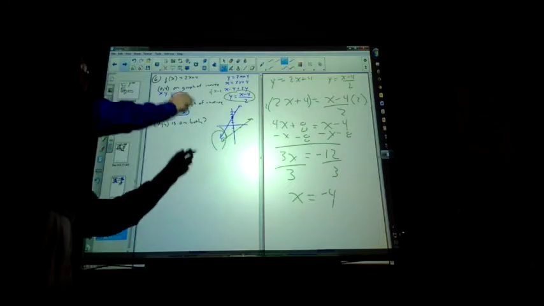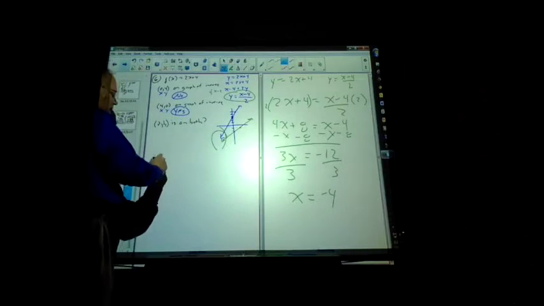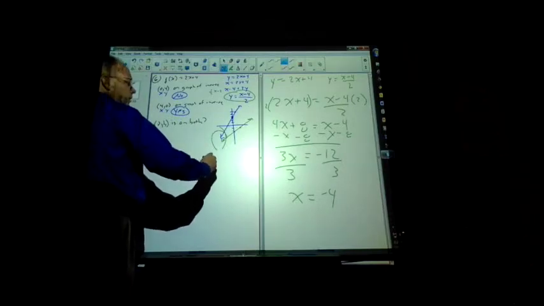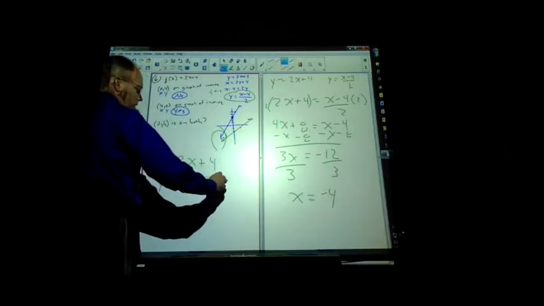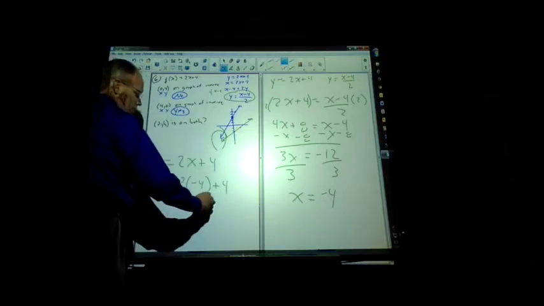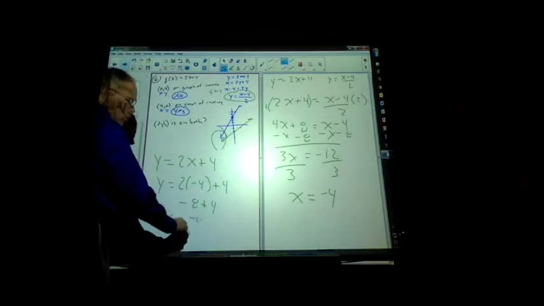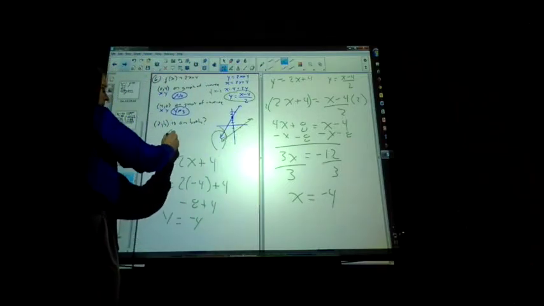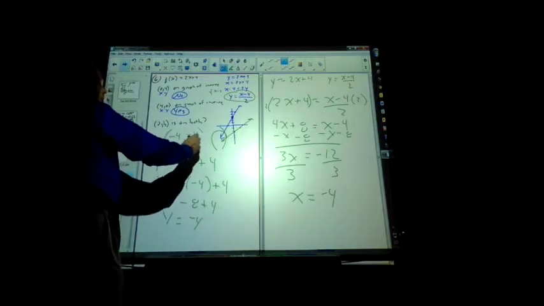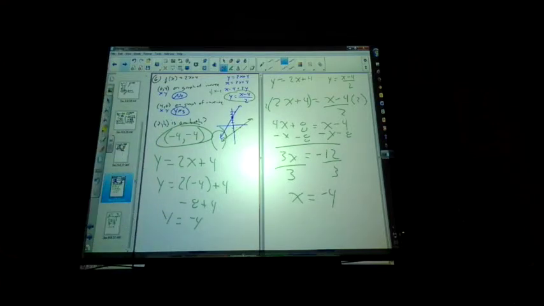So take negative 4, plug it into either of the equations. Doesn't matter which one. I'll plug it into the first one. So I have y equals 2 times negative 4 plus 4. So that's negative 8 plus 4. So my y value is negative 4. So negative 4, negative 4. That exists on both. Like it.